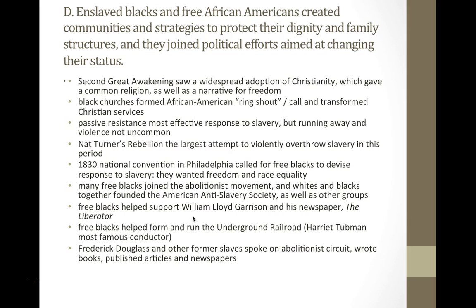All right, free blacks are going to support William Lloyd Garrison and his newspaper, The Liberator. That's going to become a major part of the black culture as well. We're going to get the free blacks forming and running the Underground Railroad, Harriet Tubman being the most famous person involved, but many, many other free blacks were involved in the Underground Railroad.